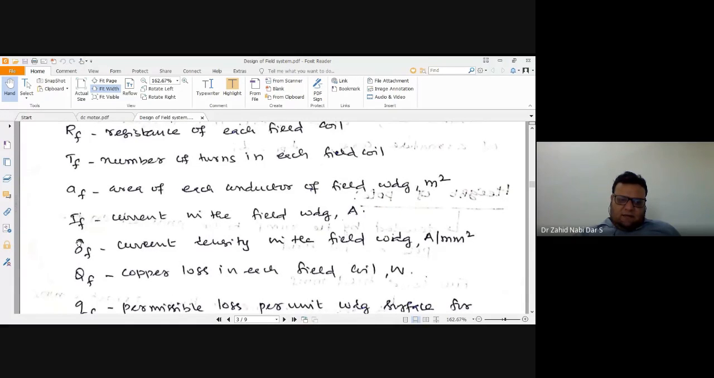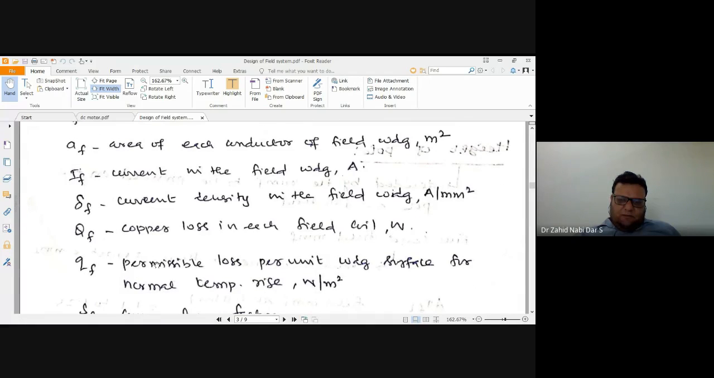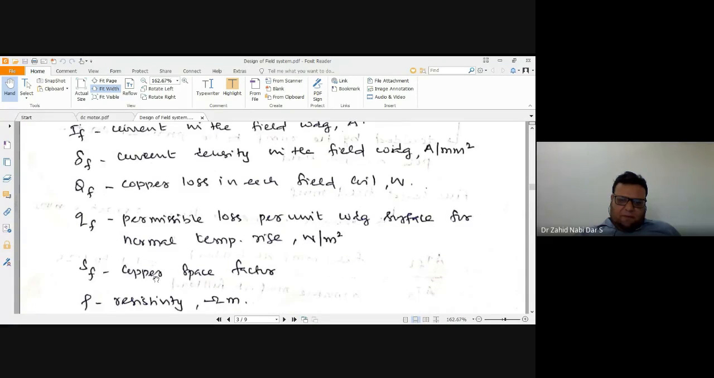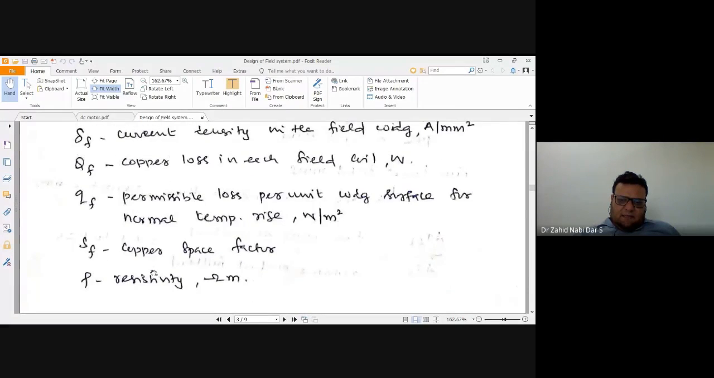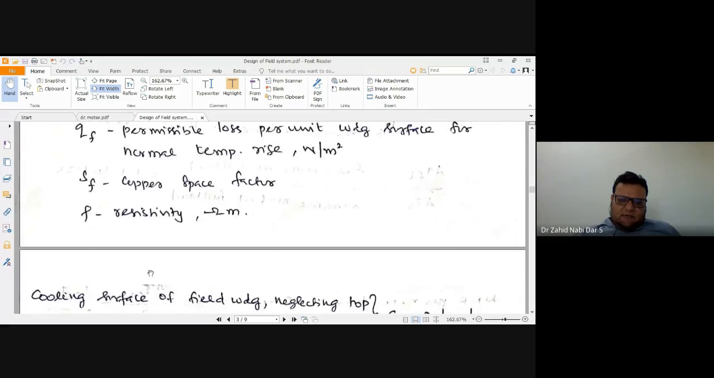So this δF would be equal to IF by AF, that you already know. Then θF is the copper loss in each field winding coil, and loss would be given in watts. QF is the permissible loss per unit winding surface for normal temperature rise, that is, QF is expressed in the loss due to the temperature, and it is given as watts per meter square. And SF is the copper space factor, and rho is resistivity in ohm meter.